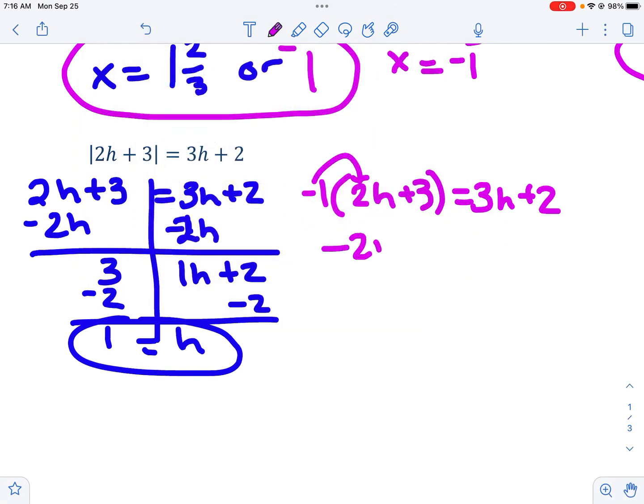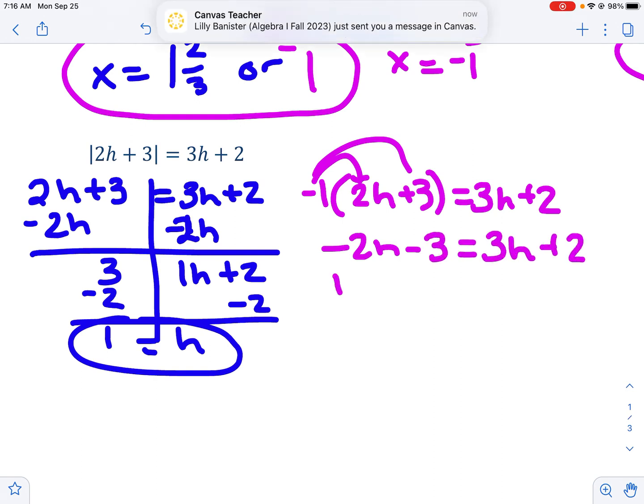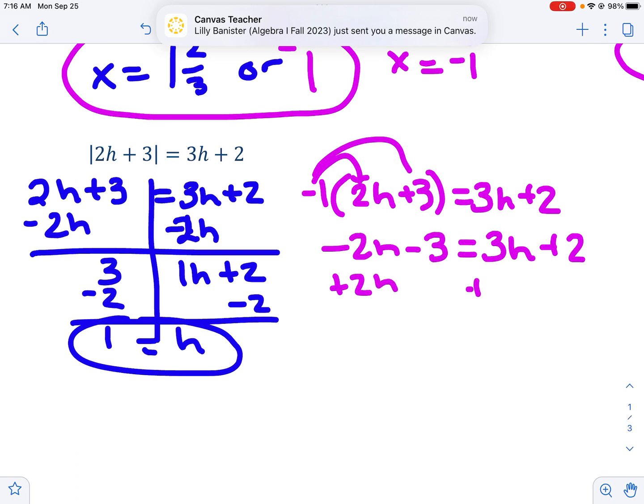I'll do the same thing on the other side, only with the negative. So again, that is negative 2h, negative 3. So this time I'm going to add 2h's to both sides.